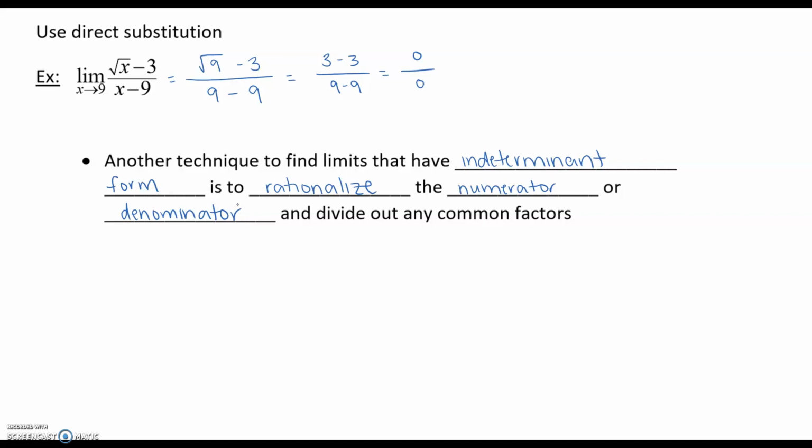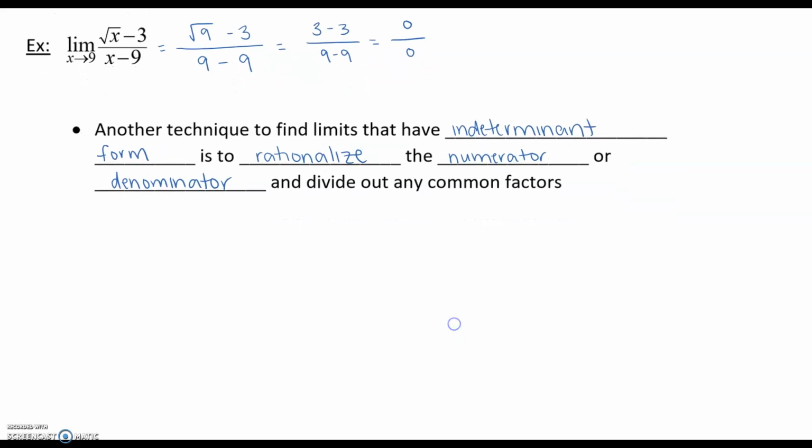You're used to rationalizing the denominator because we don't like radicals in the denominator or complex numbers in the denominator, but you can actually use rationalizing in numerators. And this is a specific case where you would want to do that. So let's do it algebraically so you can see why.